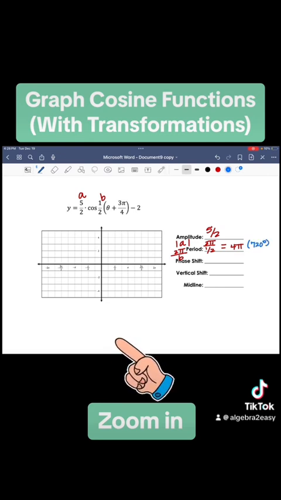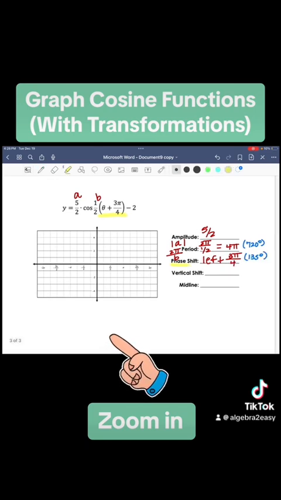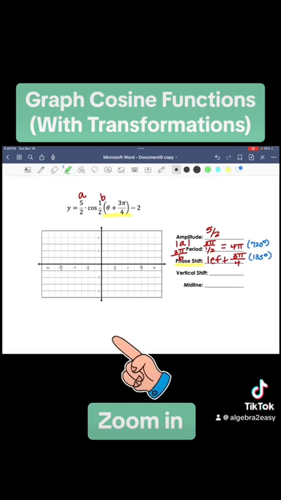We move on to our phase shift. Our phase shift is going to involve what's inside the parentheses. It says plus 3 pi over 4. That means that we're going to go to the left 3 pi over 4. We do have a vertical shift this time. Notice that our vertical shift here is -2. -2 means that we're going down 2 units.